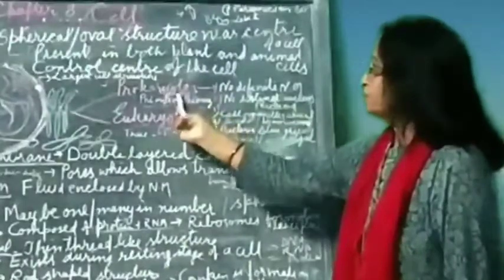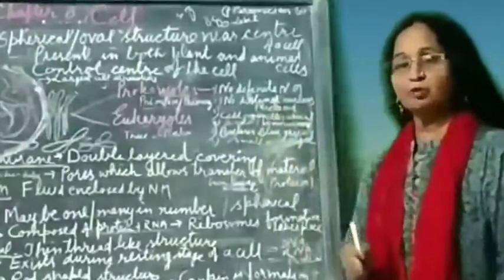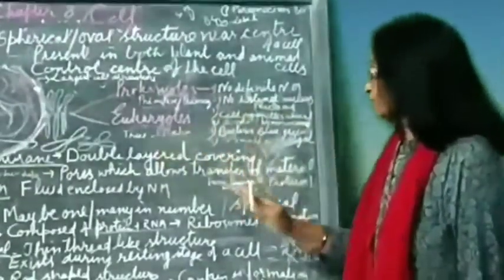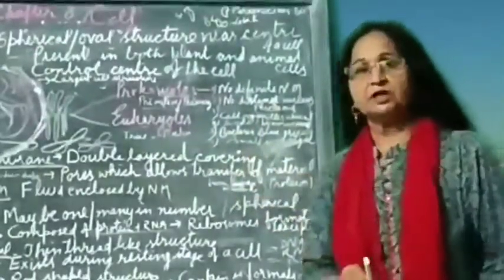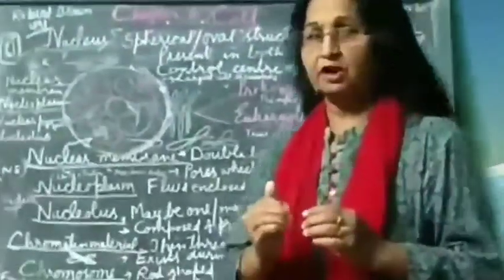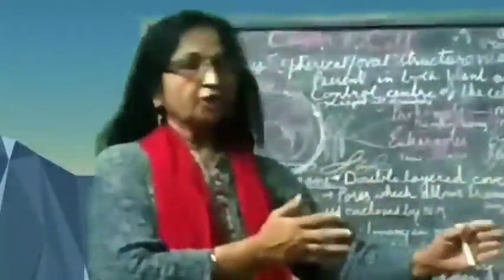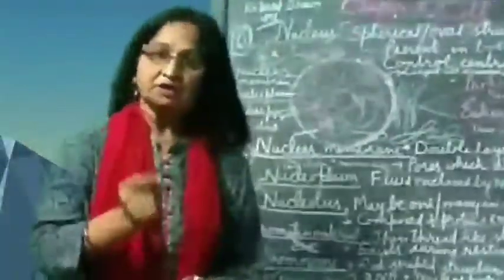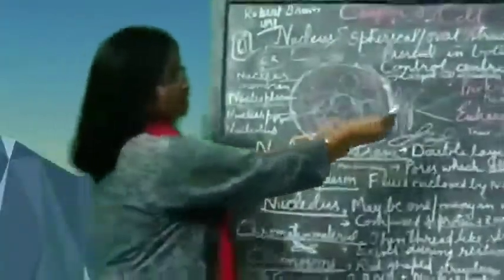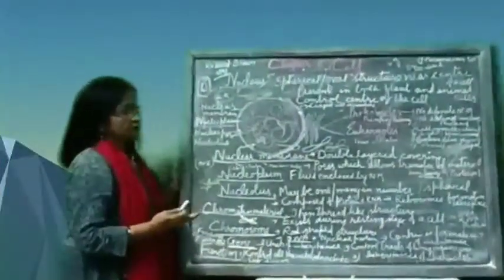For example, prokaryotes you will find in bacteria, blue-green algae, etc. Whereas this type of nucleus will be present in fungi, animal cells and plant cells. So I think you understood that on the basis of the nucleus we can divide organisms into two categories, prokaryotes and eukaryotes, and the cells will be called prokaryotic cell and eukaryotic cell. We will discuss this in detail later in higher classes.